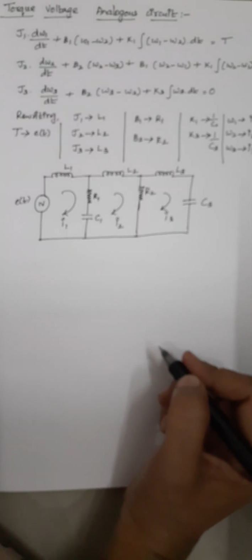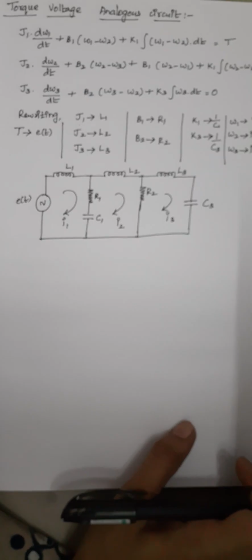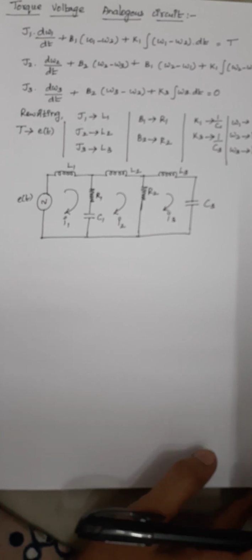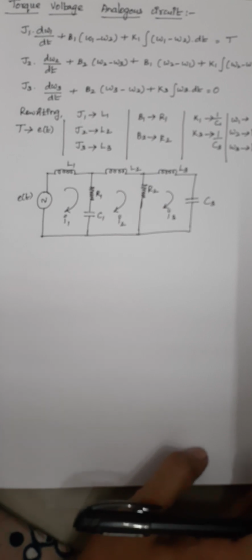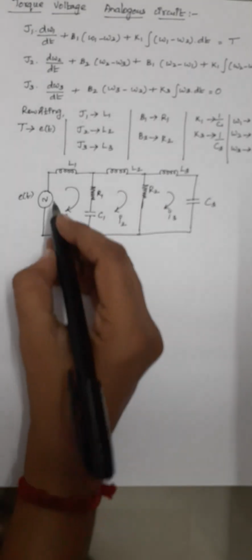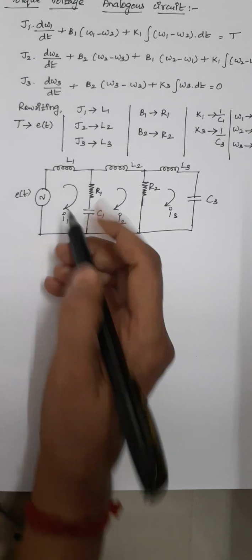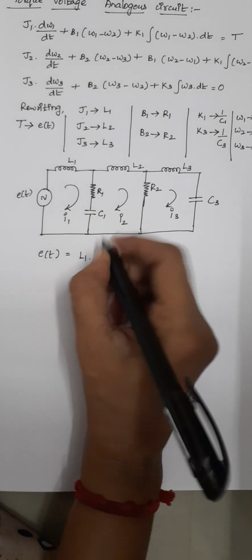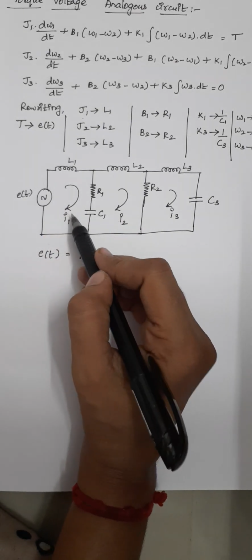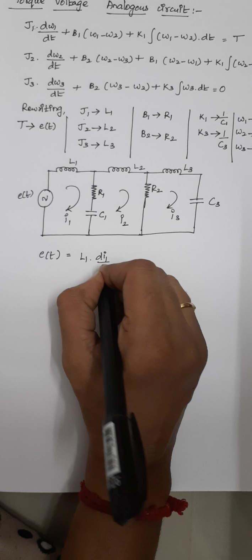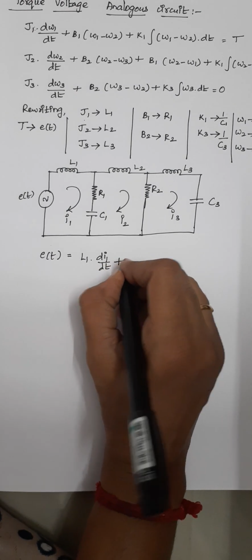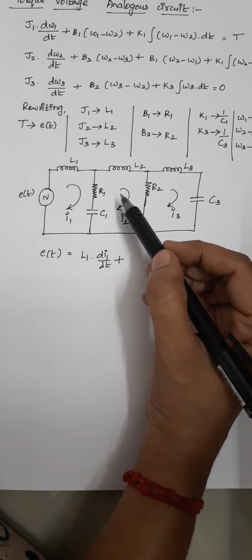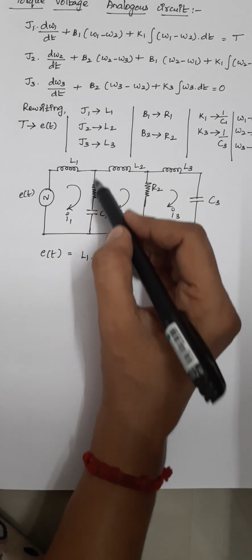And next we are going to apply Kirchhoff's voltage law, and I am going to write the expression. For writing this expression, as we all know, this is your source voltage E of T. So this E of T is equal to L1 into the current flowing through this loop, I1, so L1 dI1 by dt, plus the voltage drop across the resistor is given by I into R, that is Ohm's law.